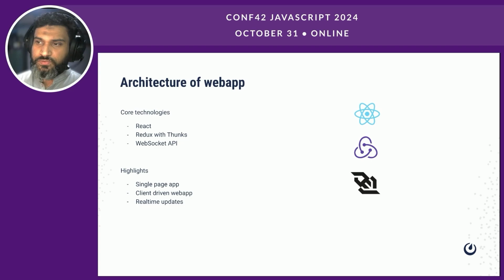The next technology, which actually makes the Mattermost web application real-time, is the WebSocket API. This WebSocket API enables us to have real-time communication between the client and the server. And this obviously is very crucial for the chat application to be able to serve in real time.